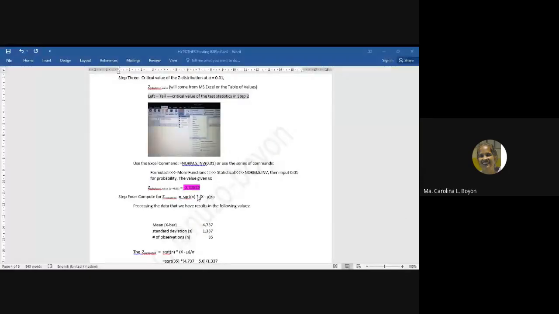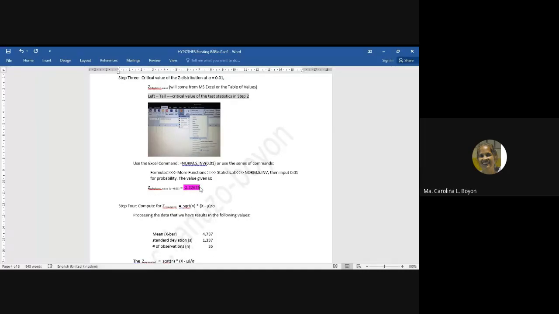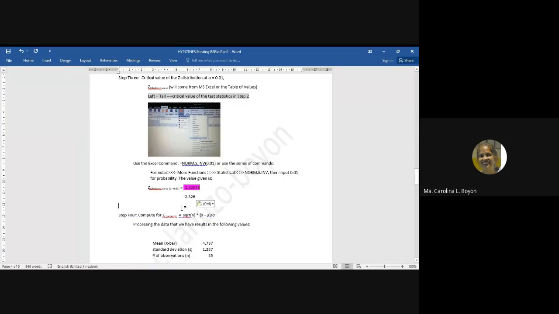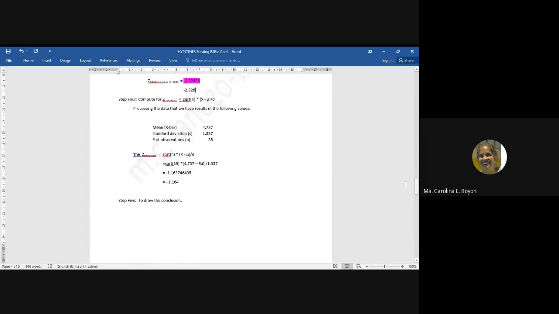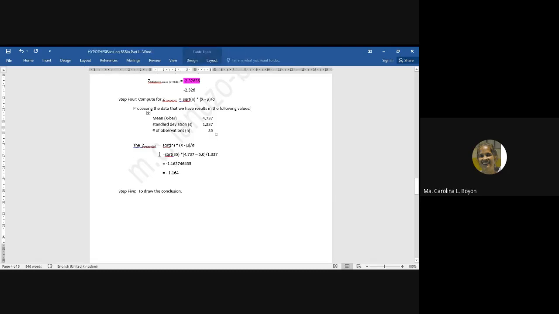Okay, so our tabulated value from the Excel with three decimal values will be that, and it validates the value in your notes. And then for step four, we need to compute for the Z computed value. So, previous computations have given us, okay, mean at 4.737, standard deviation at 1.337, and N at 35. So, for the Z computed, we have square root of 35 times 4.737 minus 5, where is minus 5 in here?